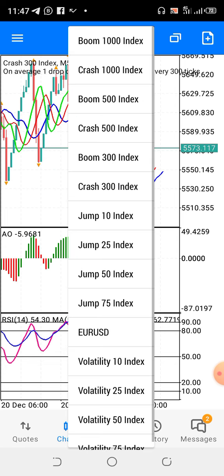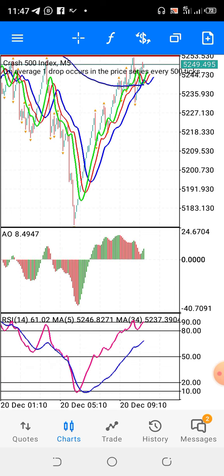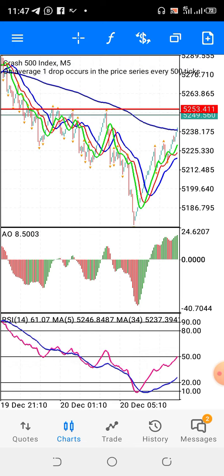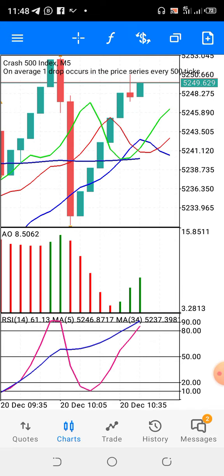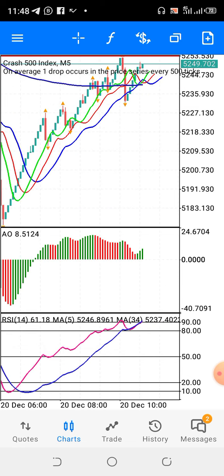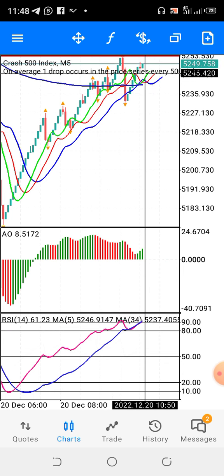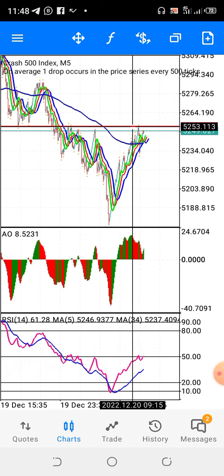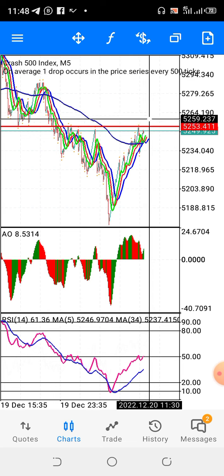So let me check Boom Crash 500 and see if I have opportunity. I draw a line on the resistance zone. If this thing can cross the resistance zone, it's going to give me more opportunity to confirm my entry point. It has first crossed the 200 moving average, which is this blue line here, and everything here is crossing together. What I'm looking at now is, if it will cross this very line, it's going to be a resistance breakout.